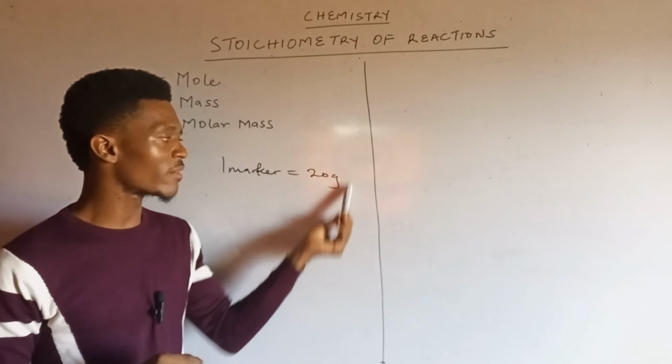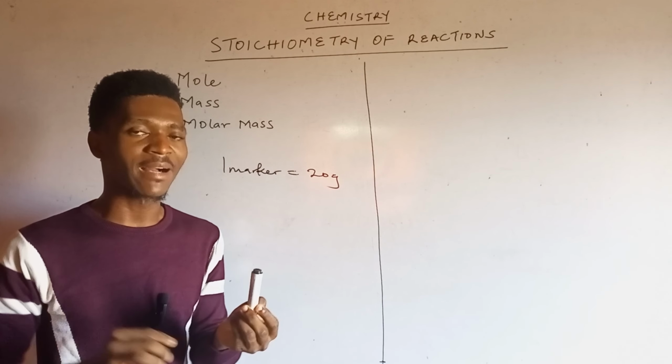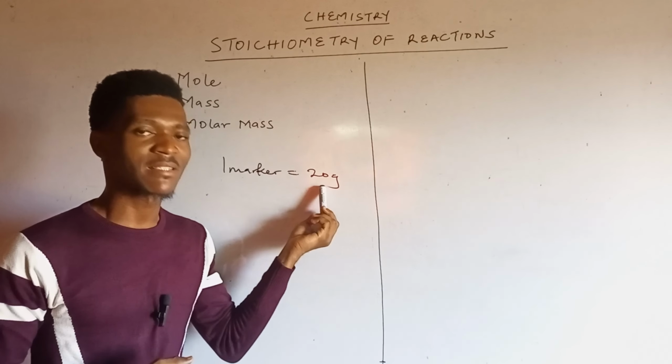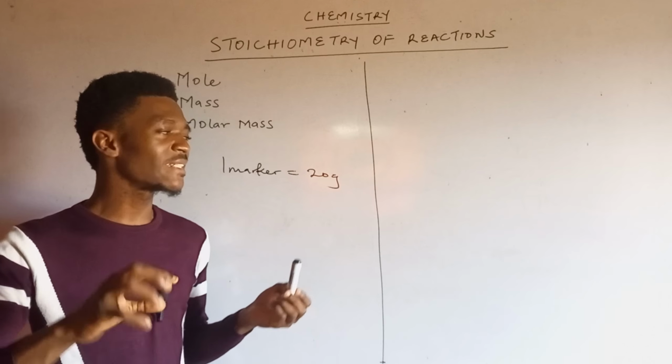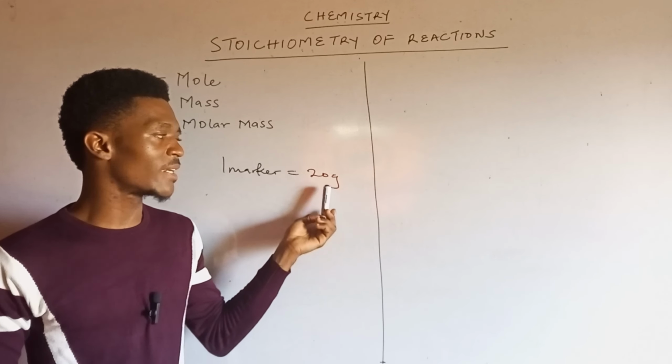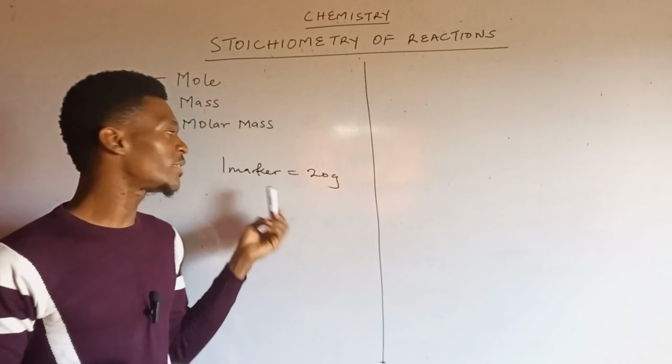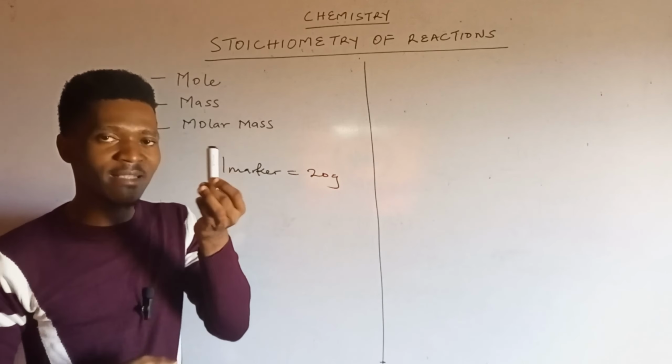You get the point now? So it means that just 1 mole can contain the mass of the substance. The thing that is contained in that 1 mole is considered to be the mass, while the one itself is considered to be the mole. So you could be having 2 moles. If 1 mole of, let's say, this marker weighs 20 grams, then two markers will weigh 40 grams. You get the picture? So now you see the discrepancy between mole and mass.